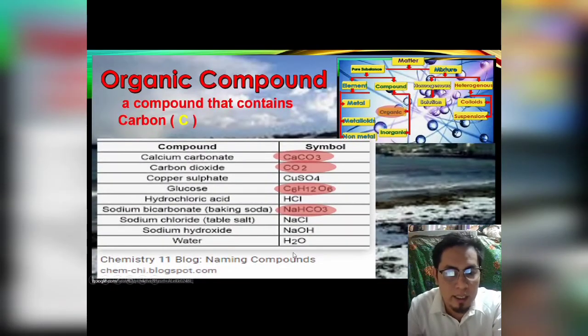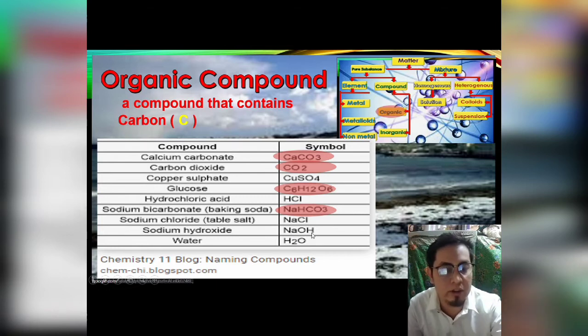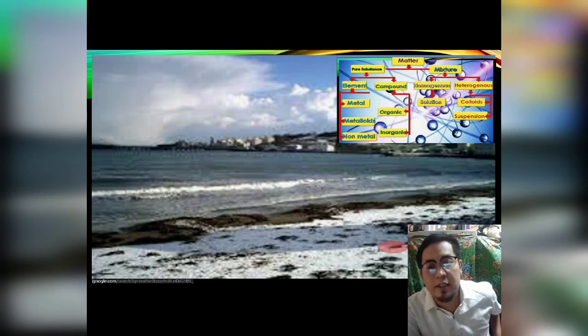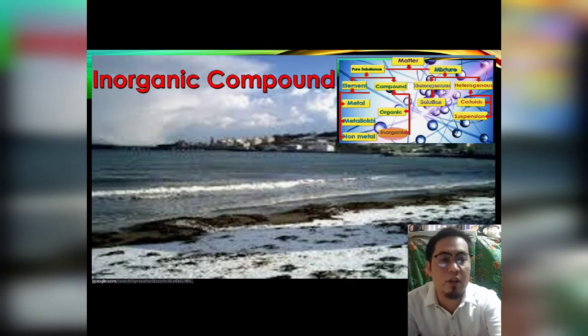Then sodium chloride, sodium and chlorine. Sodium hydroxide: sodium, oxygen, and hydrogen. H2O, hydrogen and oxygen, simply known as water. It does not have carbon in it, that's why it is not organic. Now, inorganic is the inverse of organic.